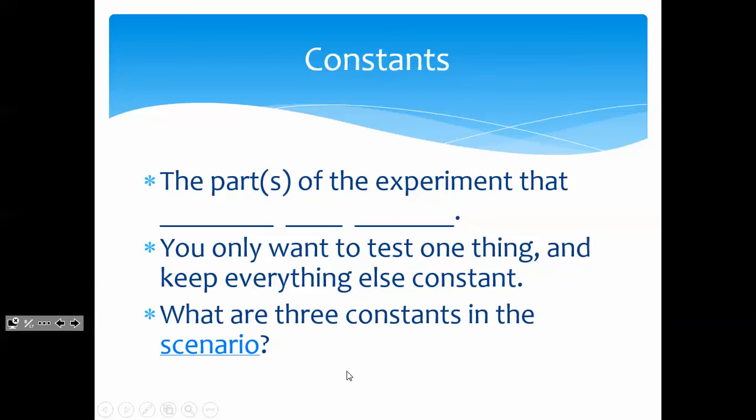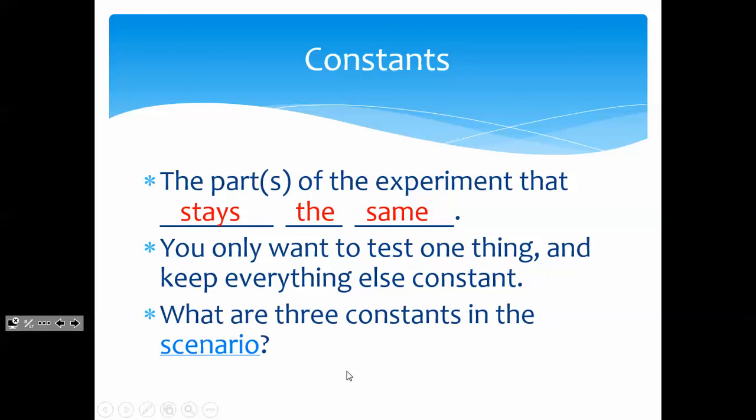Constants is another important part of the experiment. That's what stays the same. When you are doing an experiment, you want to only change one variable at a time, so that you can be confident that your change is what really affected the results.